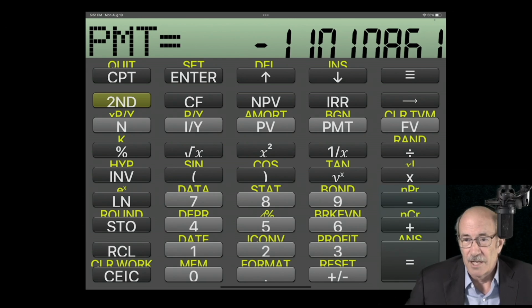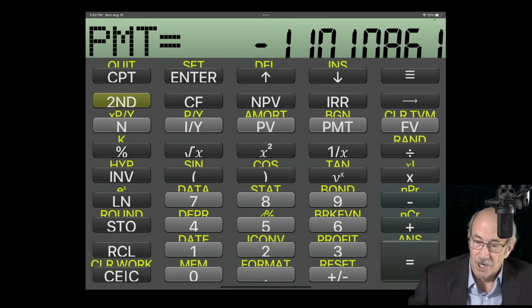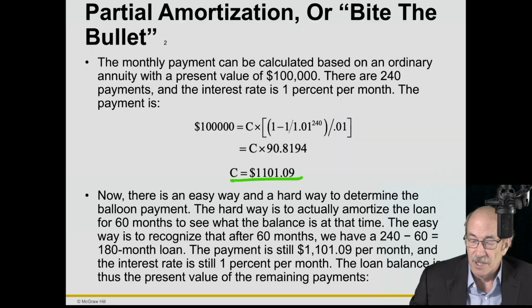And I apologize. My iPad is not playing nice with the formatting here on this calculator, but you can see enough of the figures that you can tell that this is 1101.08. All right, so there's that payment that we had.